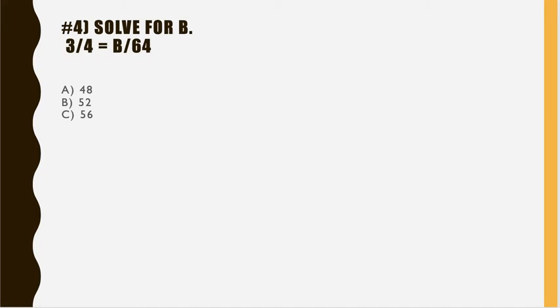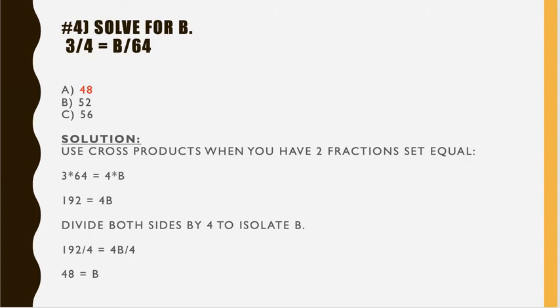Problem 4. Solve for b. 3/4 equals b divided by 64. Our answer choices are 48, 52, or 56. The correct answer choice is A, 48.